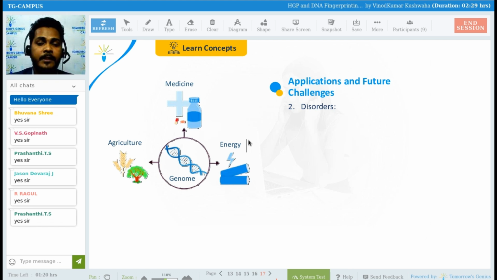Why disorders? Because if you know a particular DNA is defective, then you can treat it and remove that DNA. Which DNA is defective, we are able to analyze with the help of this Human Genome Project. Clear?